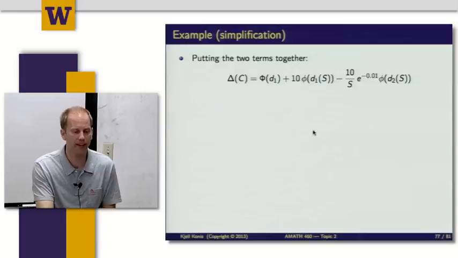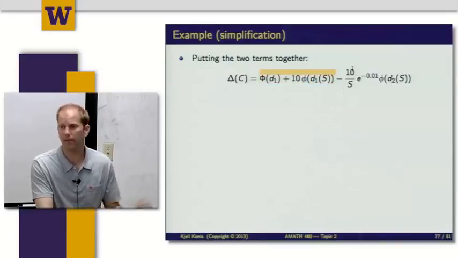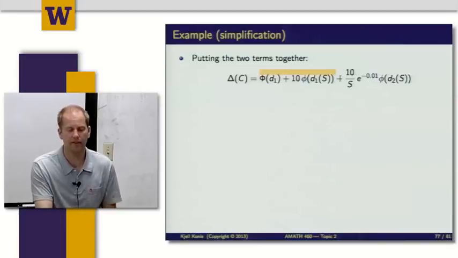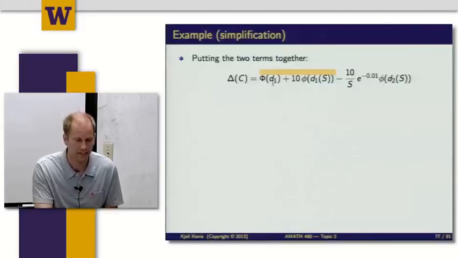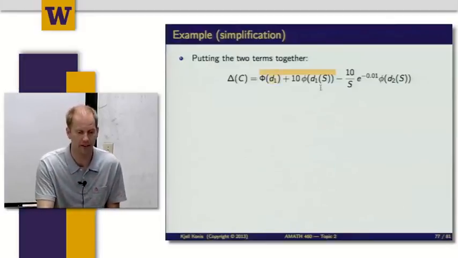And so if I put all of that together, the derivative of the first term was capital Phi of d1 plus 10 times lowercase phi of d1 of s. And the derivative of the second term, so I was subtracting the second term, so it's going to be subtracted here. I have 10 over s e to the minus 0.01 times phi of d2 of s. So sorry, this d1 is a function of s, so it should have an s in the parentheses as well. I forgot to put that there.